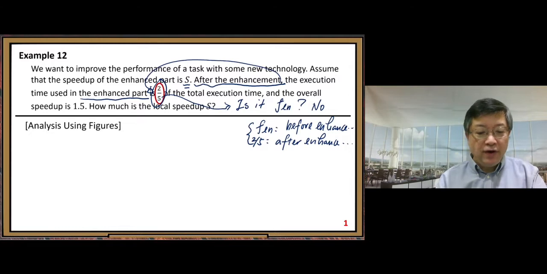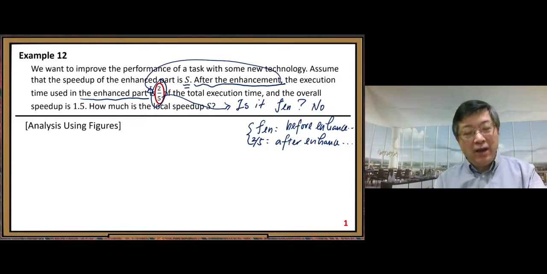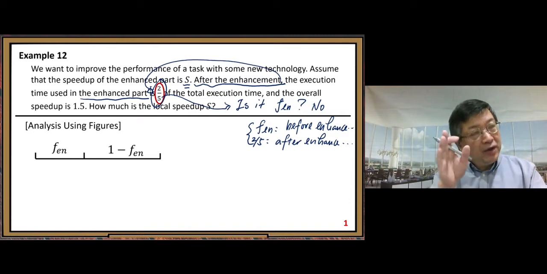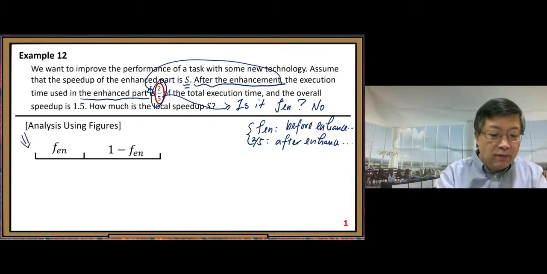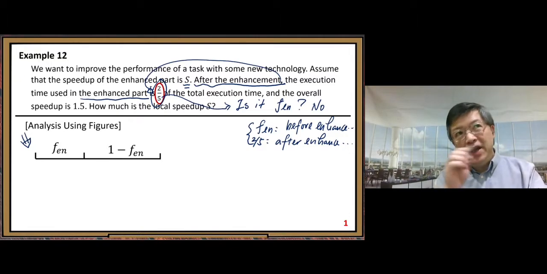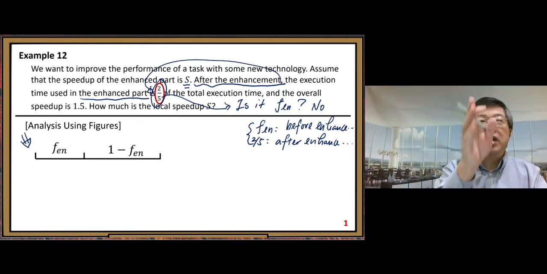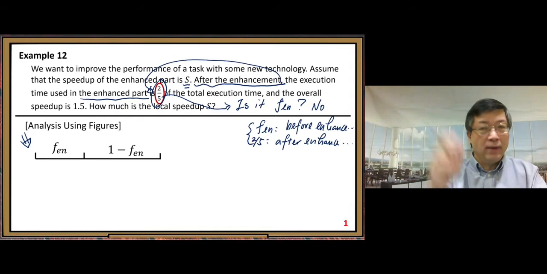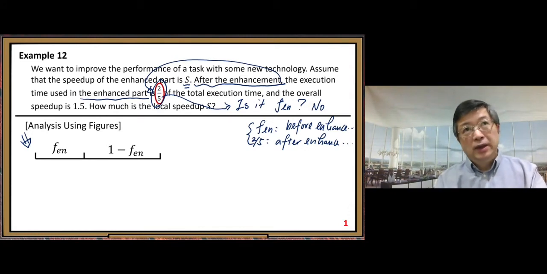First, let's draw a diagram to solve it. For a question like this, we always draw a diagram like this: FEN, 1 minus FEN. I hope when you solve questions of this type, you also draw a diagram on your scratch paper this way. Otherwise, if you just try to use your imagination, it's not easy. Many times you can get it wrong.